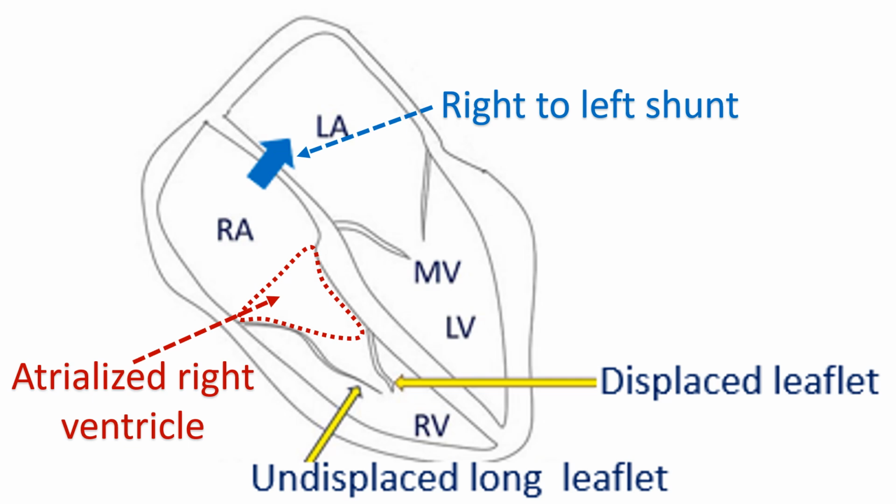As the pressure in the right atrium is usually higher than that in the left atrium in Ebstein's anomaly, blood shunts from right atrium to left atrium.